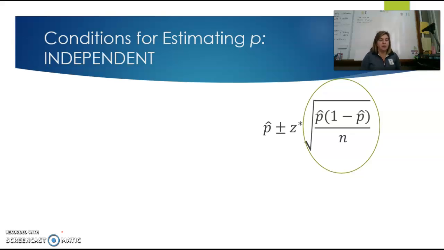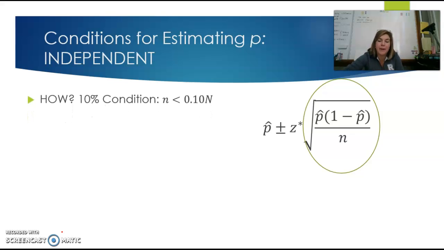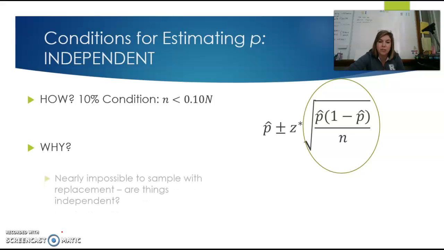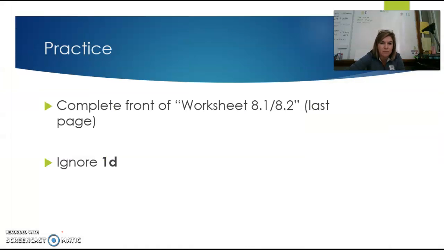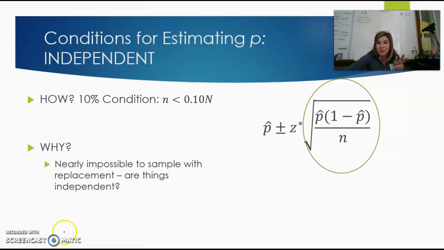And then the last part is that we need to make sure that our proportion and our sample is independent so that the influence of one does not matter on others. We do this by checking what's called the 10% condition, making sure that our sample size is less than 10% of the population. Why we do this is because it is nearly impossible to sample with replacement in this situation. So we need to make sure that things are independent. And in statistics, we can say things are independent if they are within or less than 10% of our entire population. Okay, so I just rushed through that.